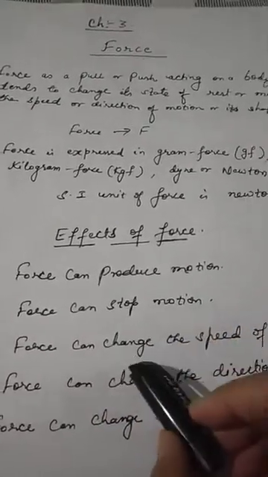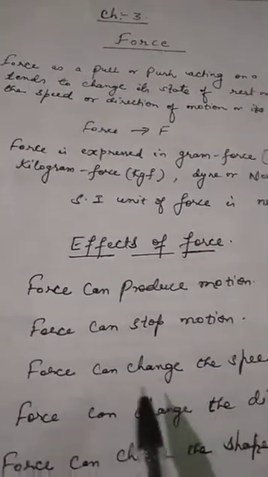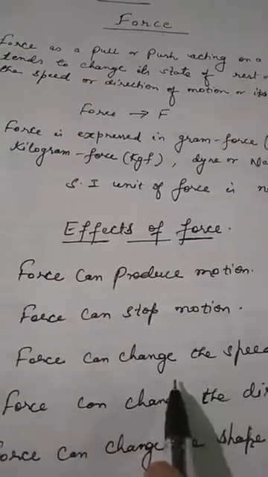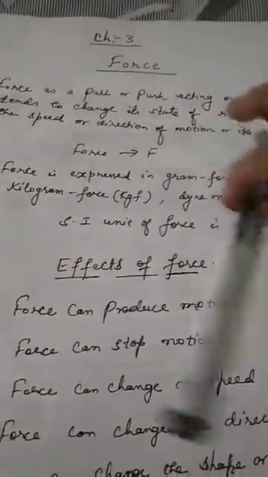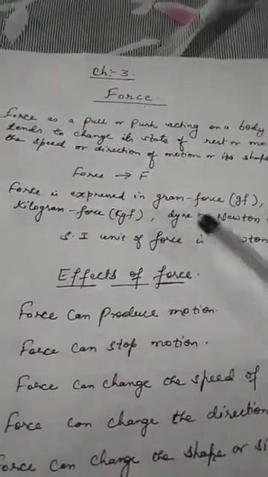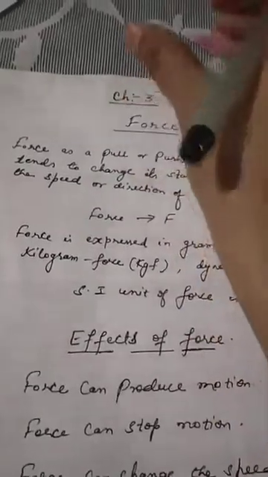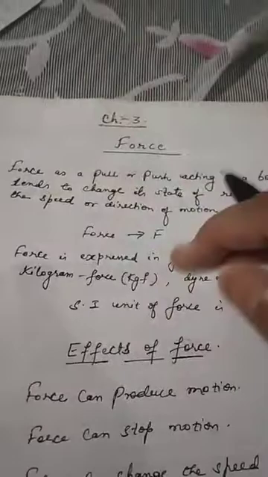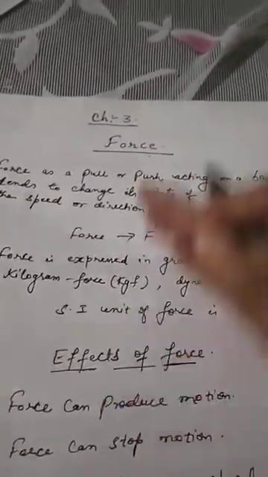How can the force change the speed of motion? We can increase the speed of a moving object by applying force in the direction of its motion. Suppose this pen is moving in this direction, and if I apply the force in this direction only, then what will happen? Its speed will increase. Suppose a ball is moving in this direction, and if I apply a force in the same direction in which the ball is moving, what will happen? The speed of the ball will definitely increase.